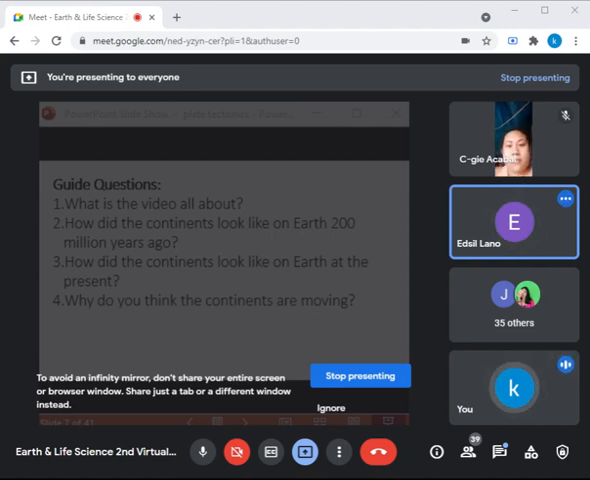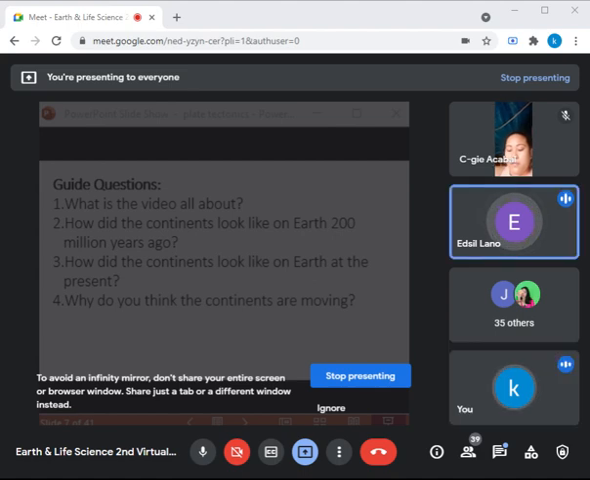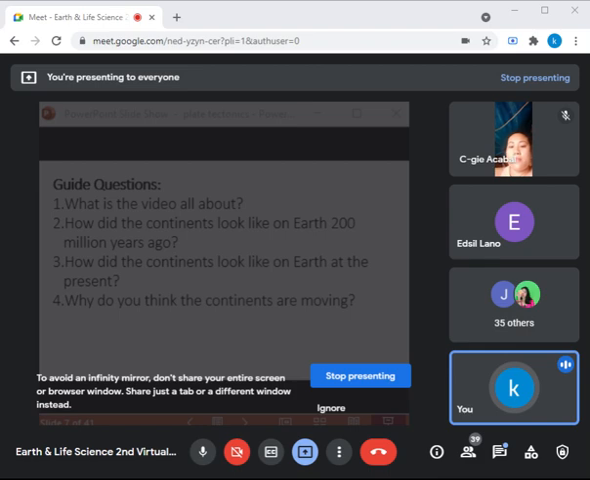So, I want you to note the following questions. There are 4 guide questions here on the screen. I want you to note them down in your notebook or you can screenshot them using your mobile phone. And then I am going to show you a video. You are going to use that video to answer the 4 guide questions flashed on the screen.